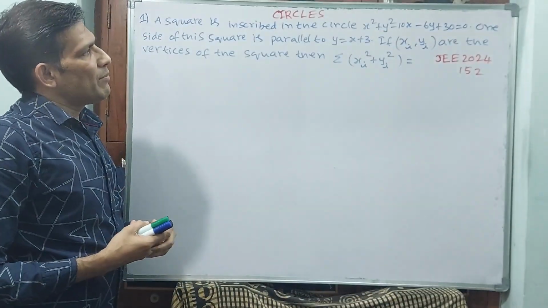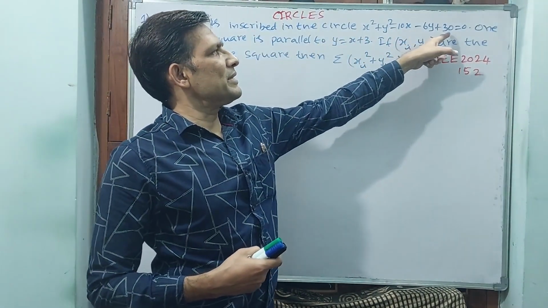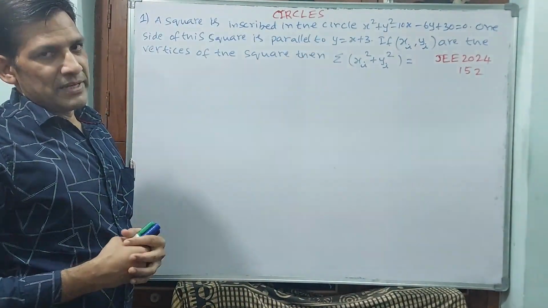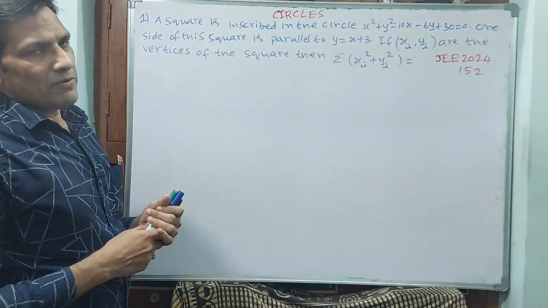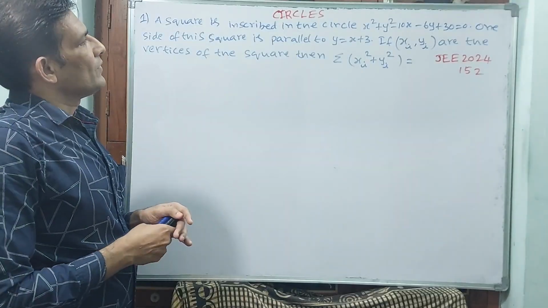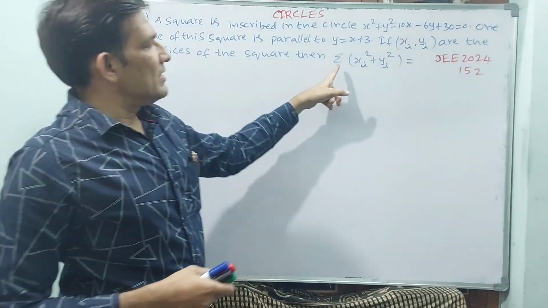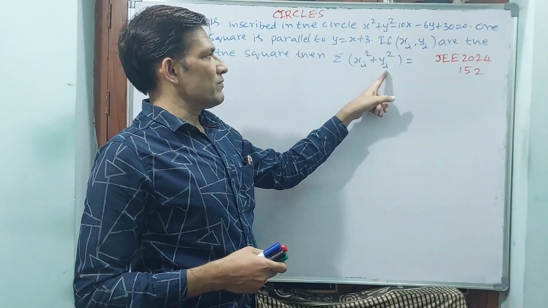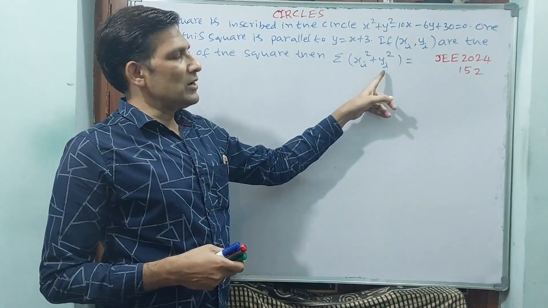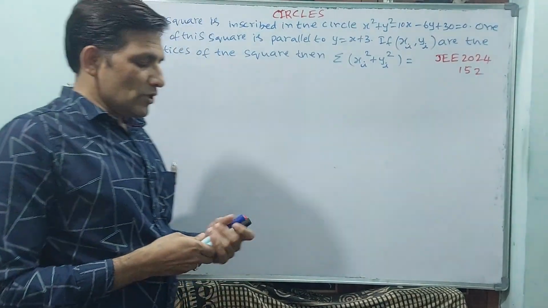A square is inscribed in the circle. The circle equation they have given is x square plus y square minus 10x minus 6y plus 30 equal to 0. One side of this square is parallel to y is equal to x plus 3. Normally a square has four sides. If (xi, yi) are the vertices of the square, then what is the value of sigma xi square plus yi square? All values you have to take here. Four values of x, four values of y, because there are 4 vertices. The answer should come 152.